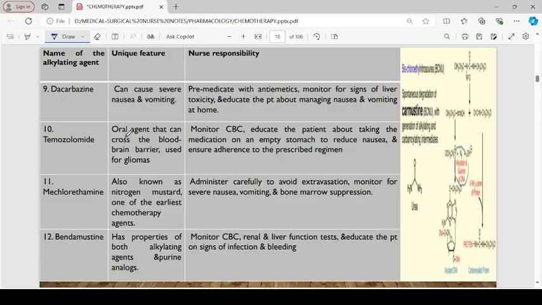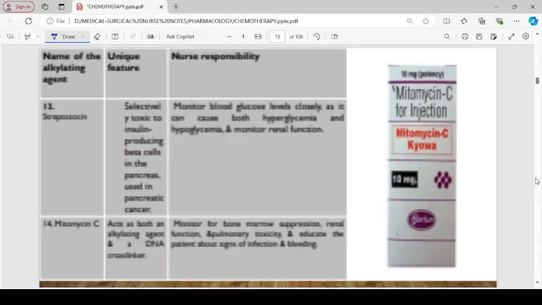We also have temozolomide, an oral agent that can cross the blood-brain barrier, so it's normally used in treatment of gliomas. We have mechlorethamine, which is also known as nitrogen mustard, and this is one of the earliest chemotherapeutic agents. You administer carefully to avoid extravasation. Bendamustine has properties of both alkylating and purine analog, so you have to monitor CBC, renal, and liver function.